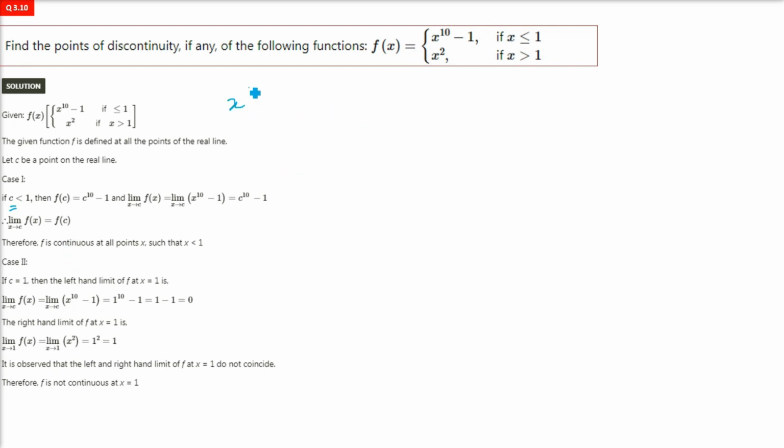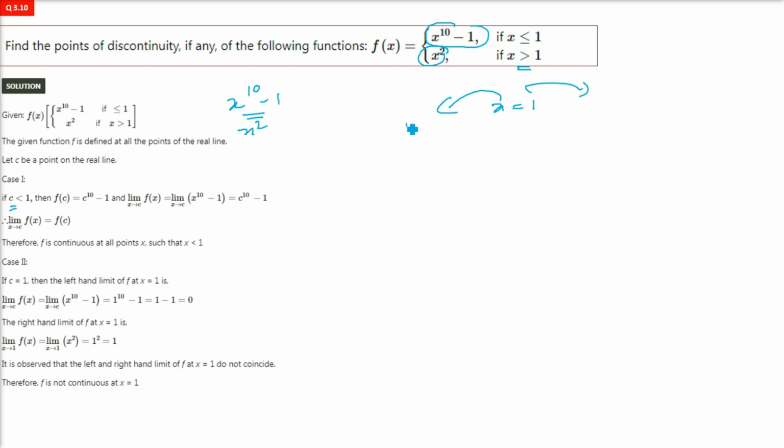But we will do what? We'll follow the same routine or the procedure we used to follow in the earlier discussions. So x to the 10, 1, x square, x to the 10 minus 1, all these are continuous. But we'll check the discontinuity at x equals 1. And on the left hand limit, we'll use x raised to 10 minus 1. On the right, we are going to use x square.